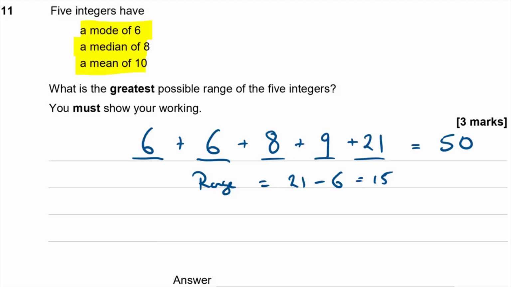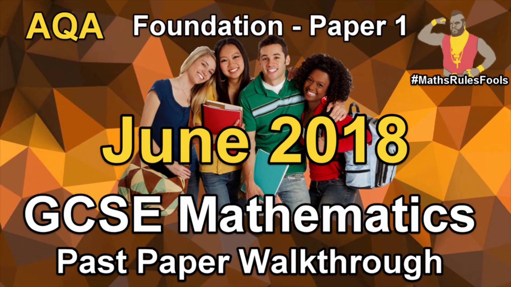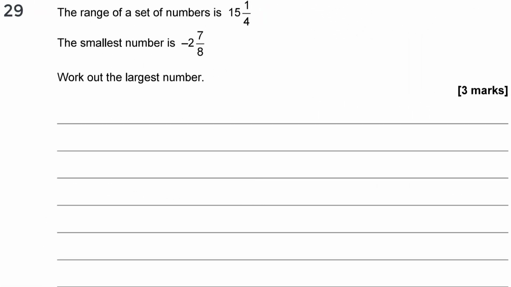So what is the greatest possible range? The greatest possible range is 21 minus 6, which is 15. The range of a set of numbers is 15 and a quarter. The smallest number is -2 and 7/8. Work out the largest number.